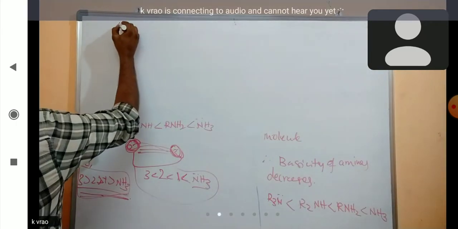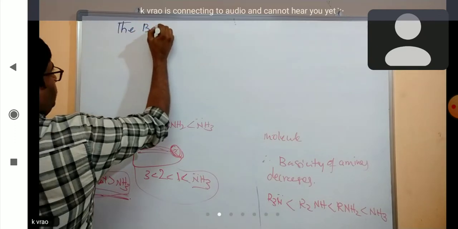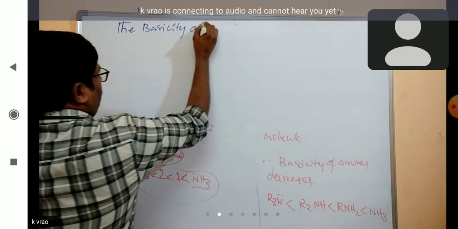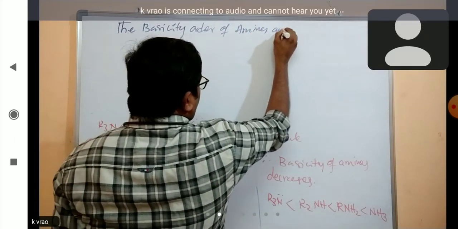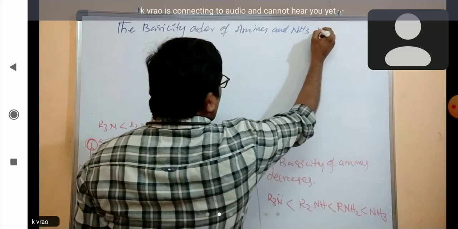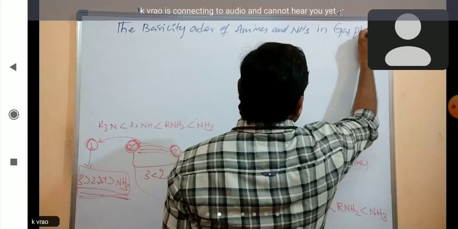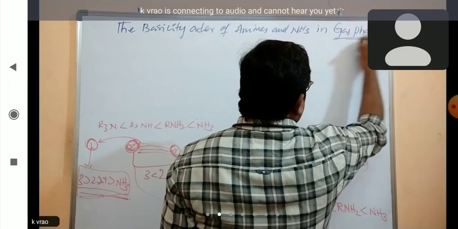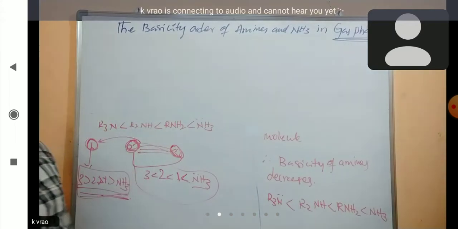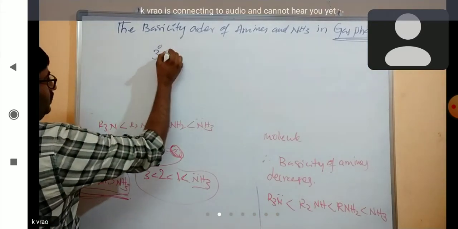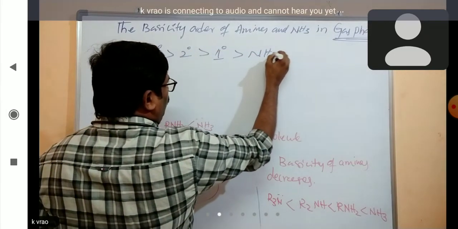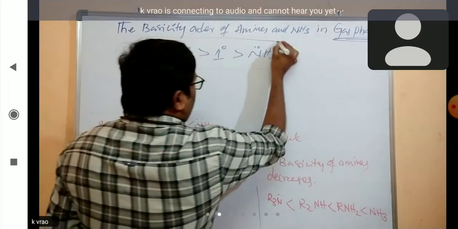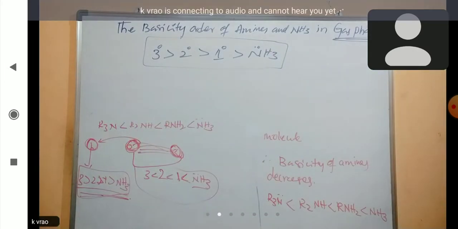the basicity order of amines and ammonia in the gas phase. In gas phase, all are present in a gas state. Remember this point. In the gaseous phase, tertiary amines are greater than secondary amines are greater than primary amines are greater than ammonia. 3 degree is greater than 2 degree is greater than primary is greater than ammonia.